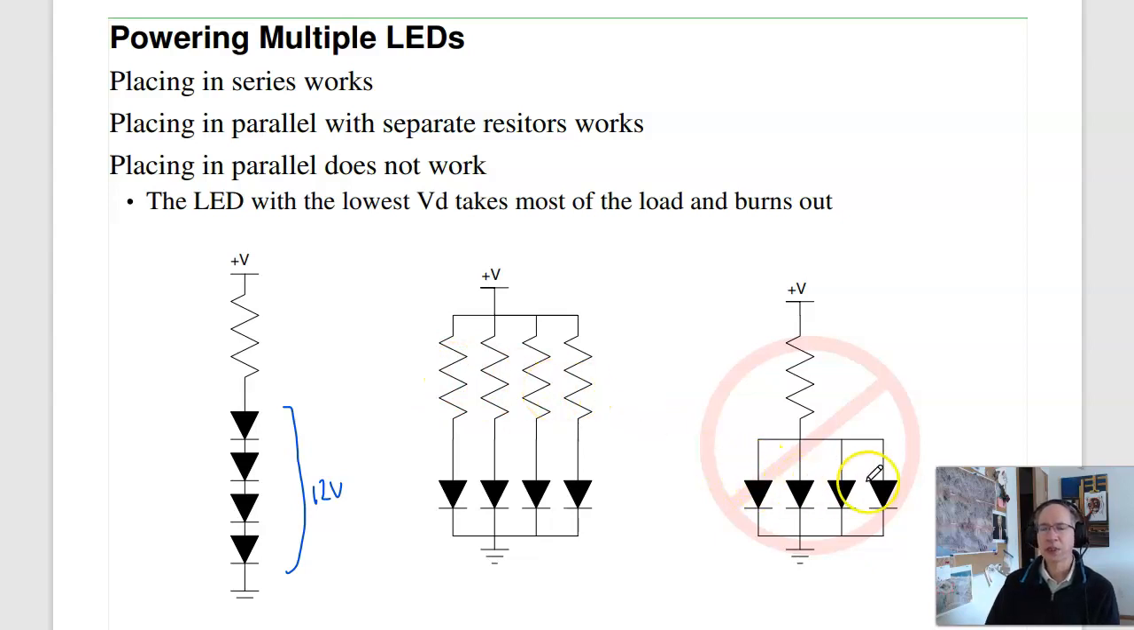What doesn't work is putting them in parallel without the resistor. The reason being is the voltage drop for the LEDs won't be exactly the same. So suppose this one is 3 volts, this is 3.1, 3.2, 3.3 volts, the voltage drop across it. What happens is the smallest one wins. All the current, or almost all the current, will go through this LED and it'll burn out. Once it burns out, the next lowest wins. This takes almost all the current, it burns out, then the next. This is how you burn out all your LEDs. You need separate resistors for each LED in parallel.